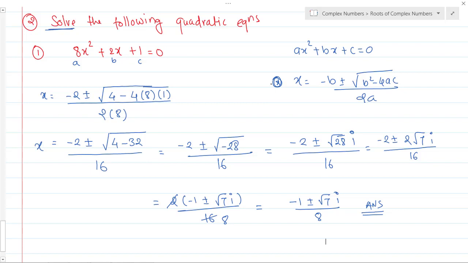So let's see what is our next question. So question number 2. So let me write here. Question number 2 says, 2x square minus root 3x plus 1 equals to 0.